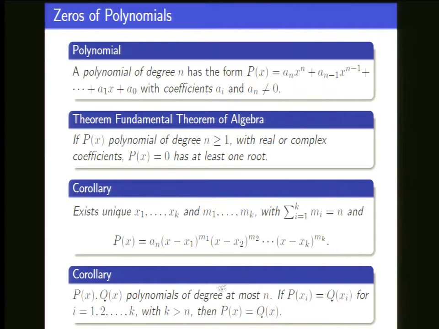Here's a nice corollary that I think you all knew as well. Namely, if you have two polynomials that are degree n or less, and they agree at more than n points, they are the same polynomials. It sounds maybe surprising, but it shouldn't be. I told you last time, if you have 2 points, you know you can draw a straight line between them. All I'm saying now is that there's only one straight line going between them.